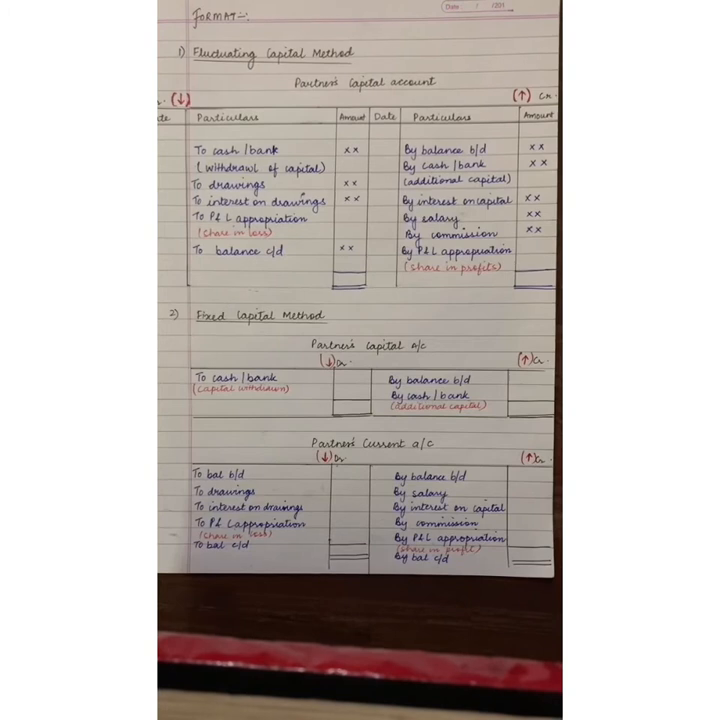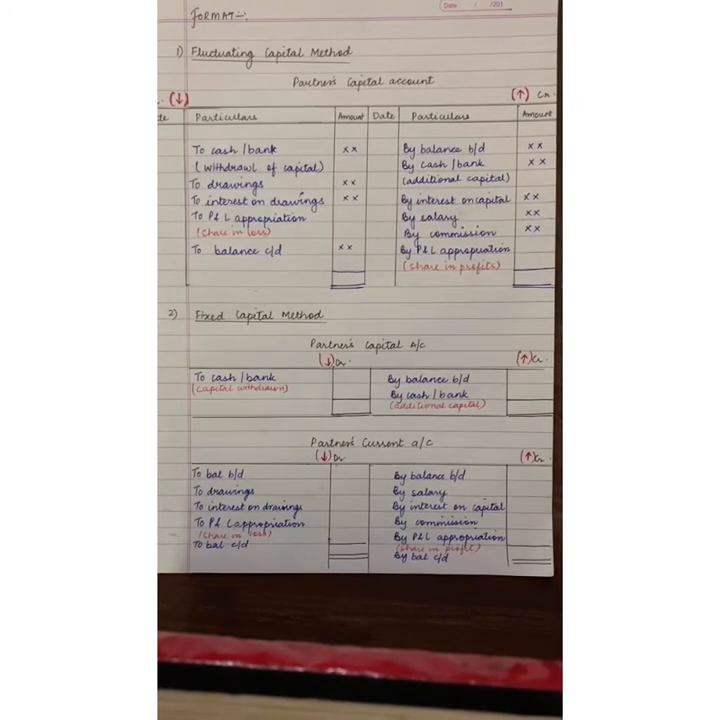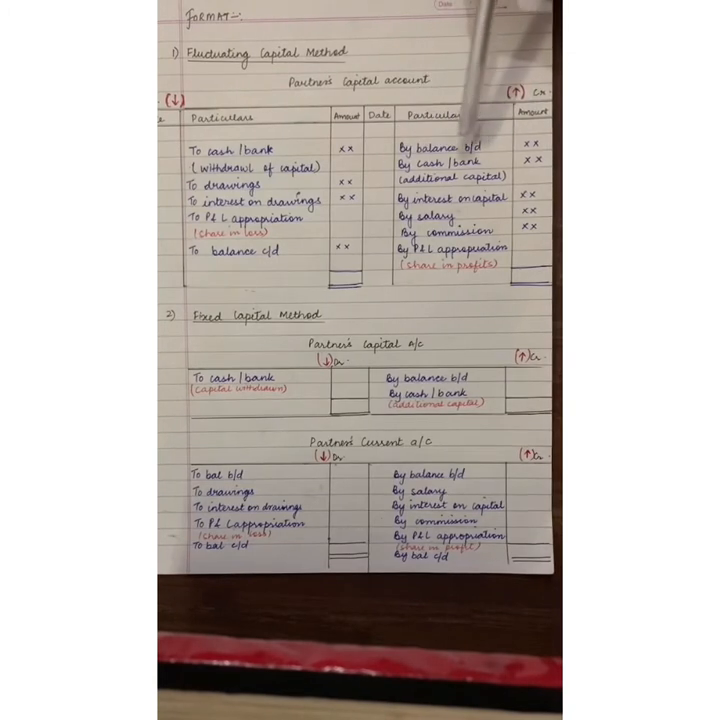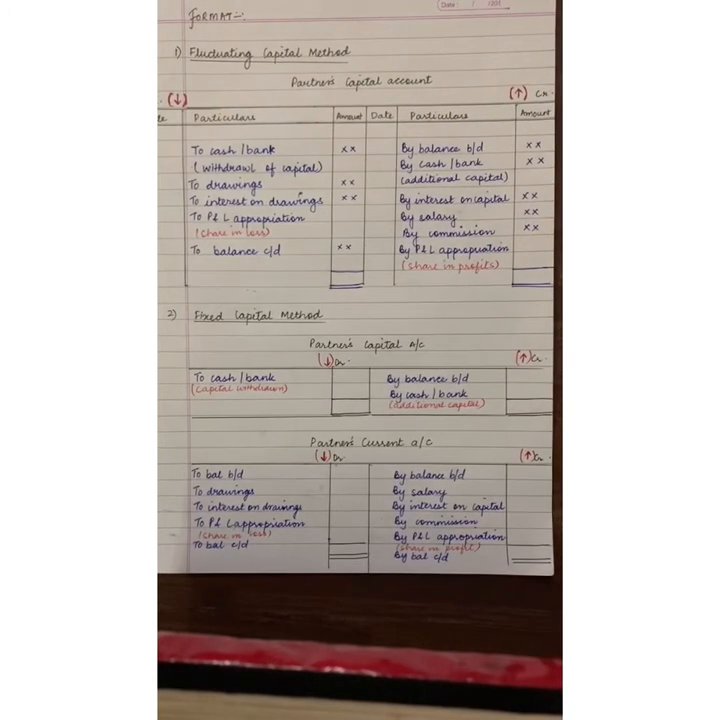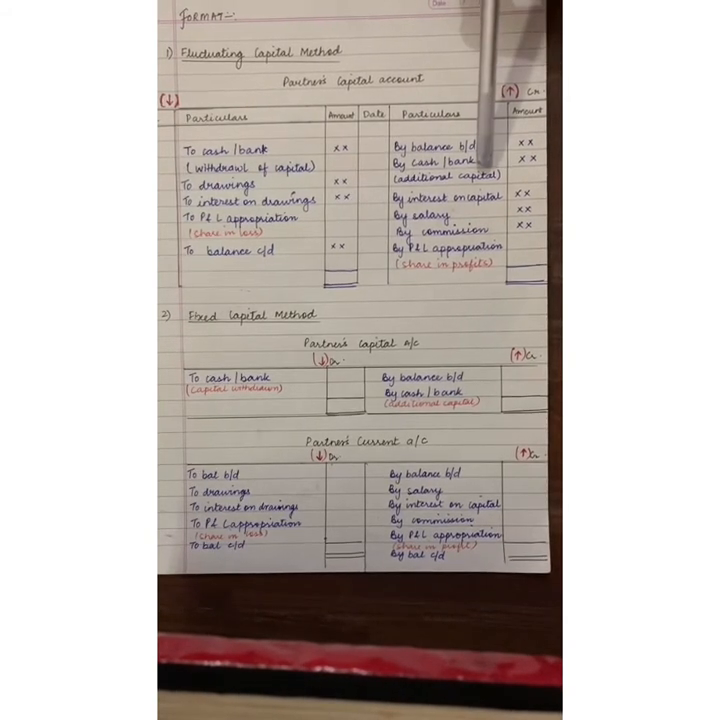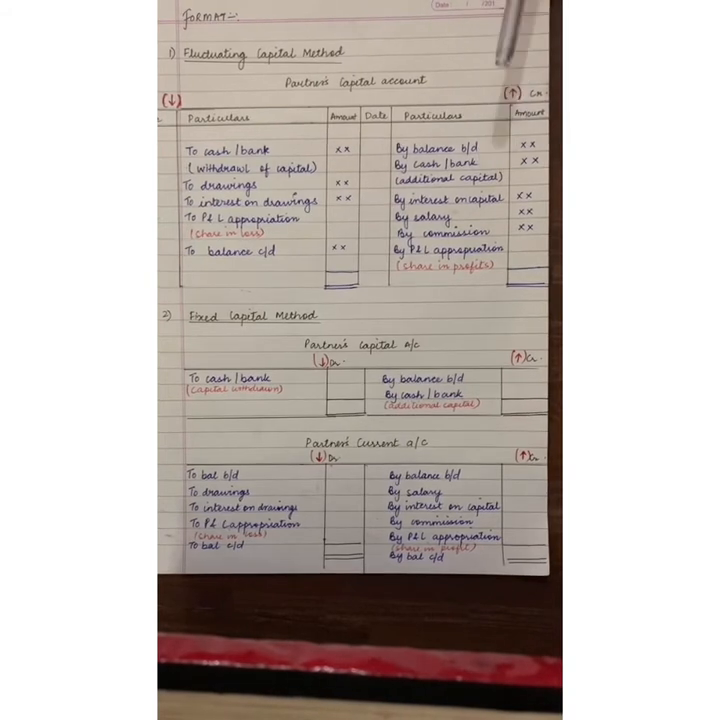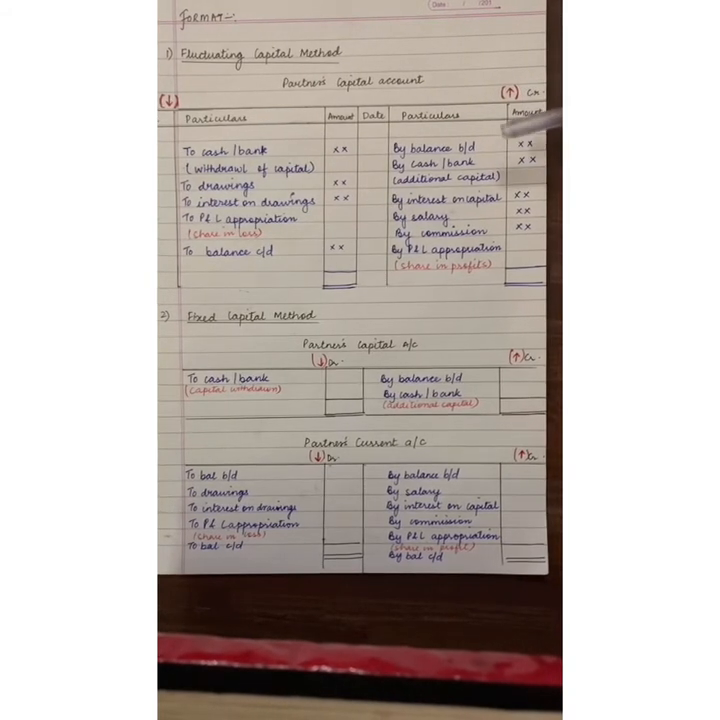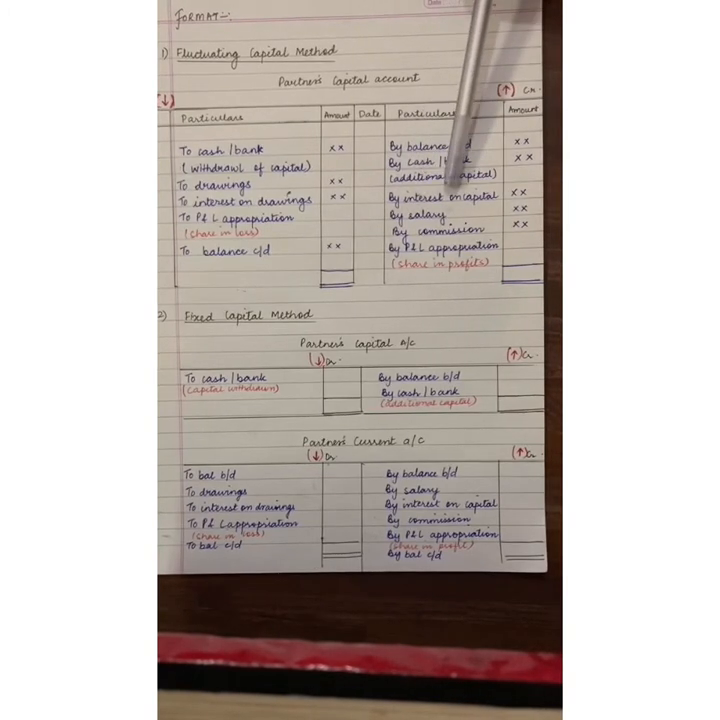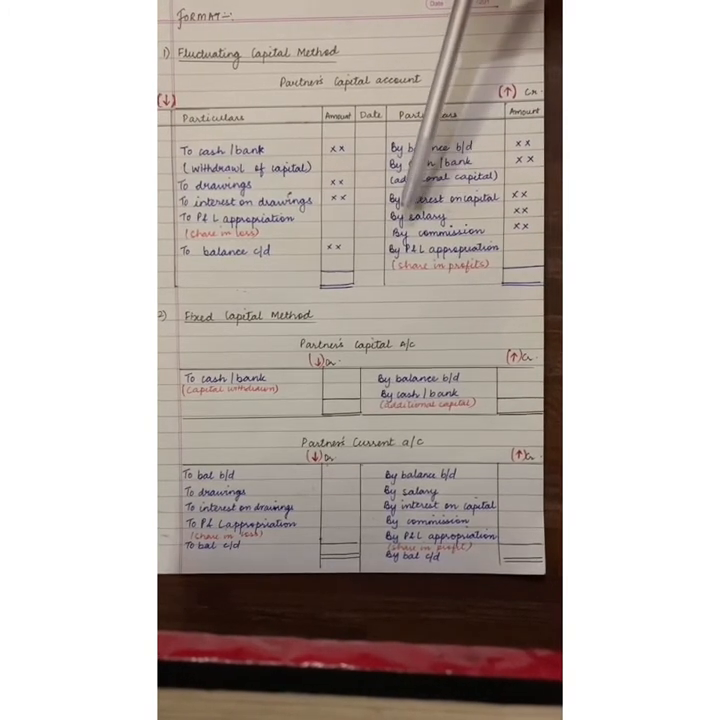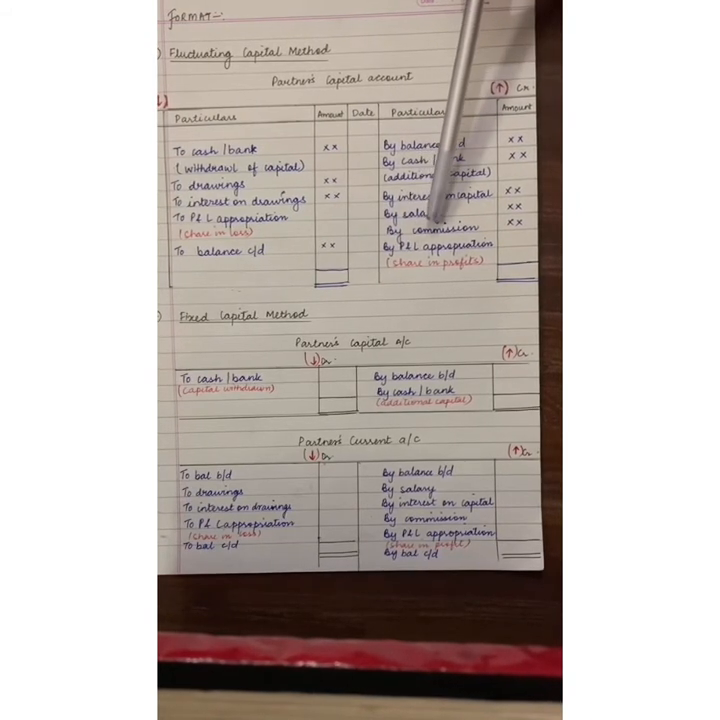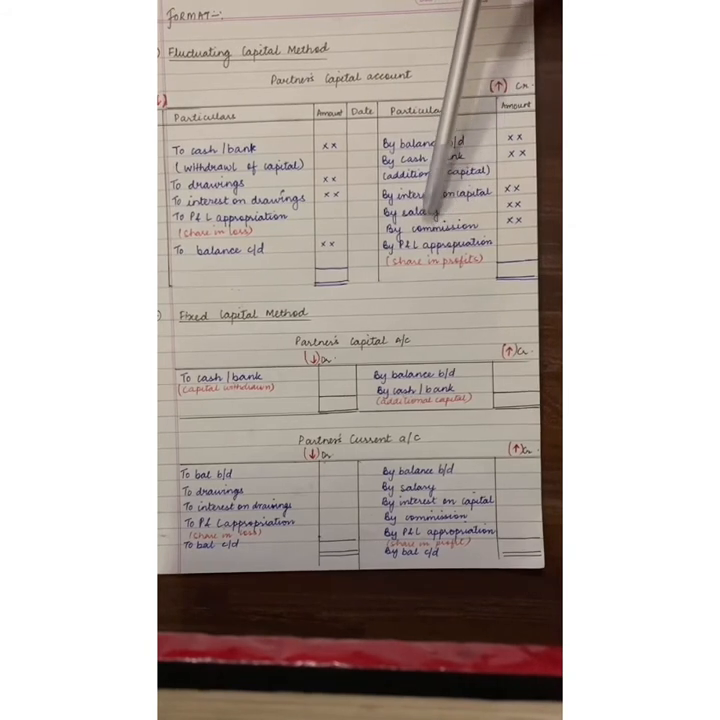We have already studied the transactions that increase or decrease your capital, right? By balance brought down, this will be your balance, the capital that you brought at the beginning of the partnership. By cash or bank, additional capital, if you are introducing any capital which is going to increase your capital, you will write it on the credit side. By interest on capital, if you are receiving any interest on capital, again it will increase your capital. By salaries, by commissions, if you are receiving any salaries or any commission, both of them are going to increase your capital.